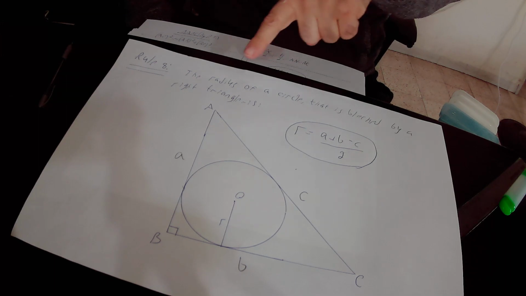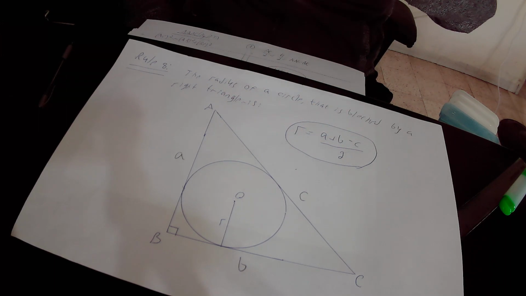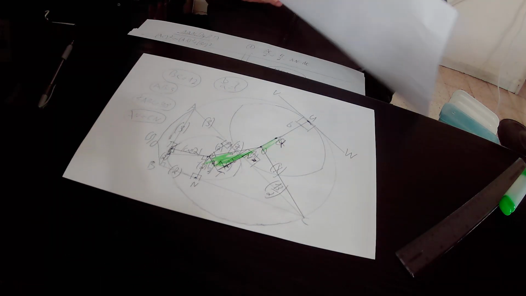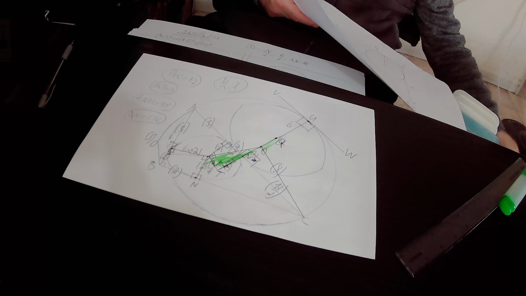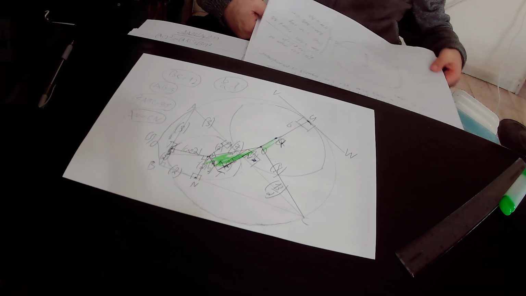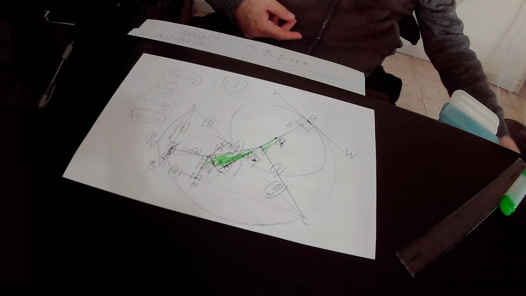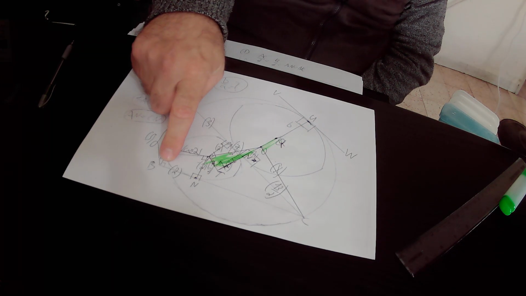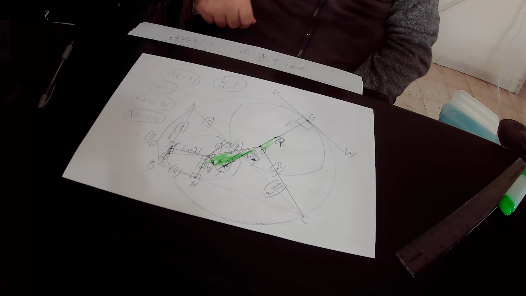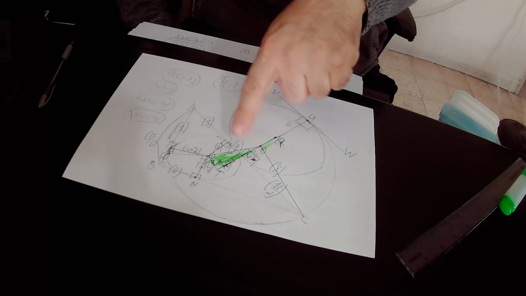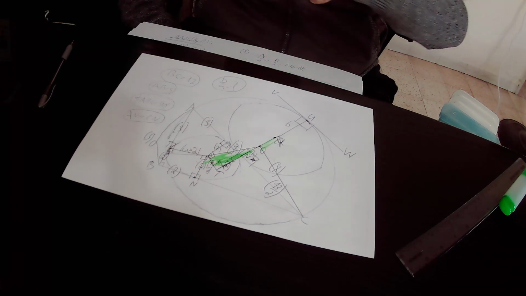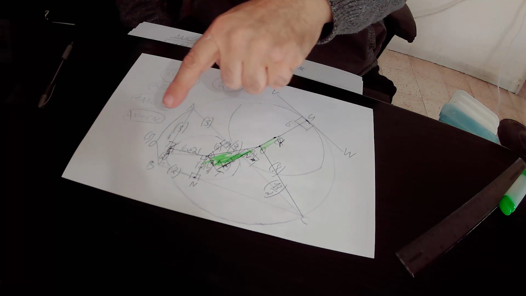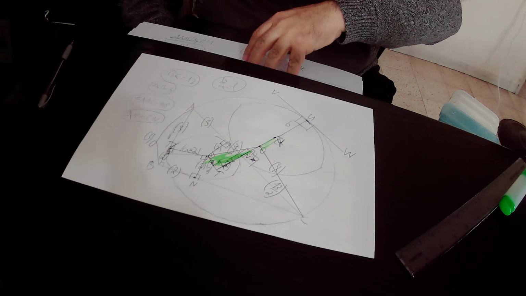That is to say, R will be equal to A plus B minus C over 2. We can implement this rule number 8 in our drawing, because in our drawing we have the right triangle ABC. This angle ABC equals 90 degrees. This right triangle blocks the circle whose radius is A. So according to rule number 8, the radius A will be equal to AB plus BC minus AC over 2. Repeat again.